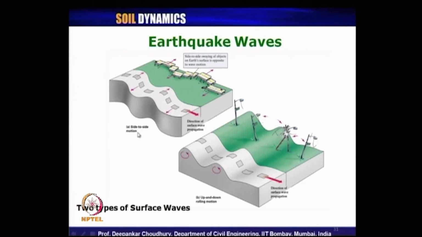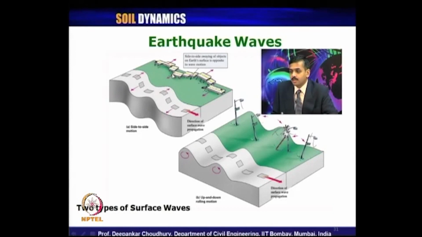Side to side motion occurs when the direction of surface wave propagation is in this way. The particle moves in this direction as well as this side to side movement occurs. So, side to side swaying of objects on earth's surface is opposite to the wave motion. So, these are, suppose, some buildings or some structures constructed on the ground surface, they can have side to side motion because of wave propagation like this.